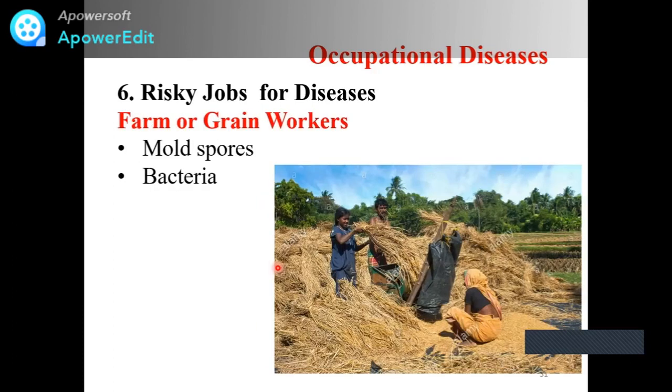Farm or grain workers. Workers who work with harvested grain and crops could be at risk of developing farmer's lung. Farmer's lung is an allergic disease caused by mold, spores, or bacteria found in crops, especially hay.